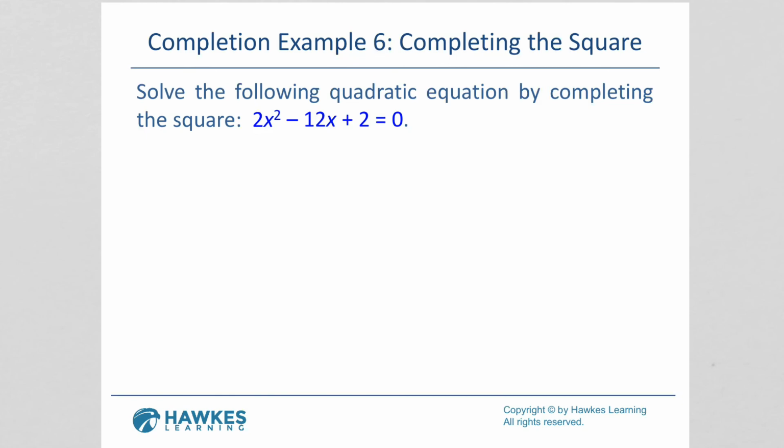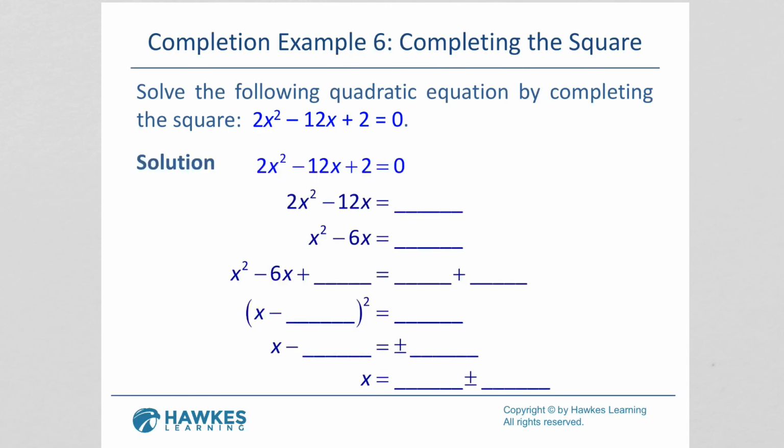This time we're going to complete the quadratic equation by completing the square: 2x squared minus 12x plus 2 equals 0. And it's going to walk us through the steps. The first thing that they've done here is they have subtracted 2 from both sides, so that first blank is going to have a -2 in it. To get to the next step, they've divided everything by 2. So x squared minus 6x equals -1.